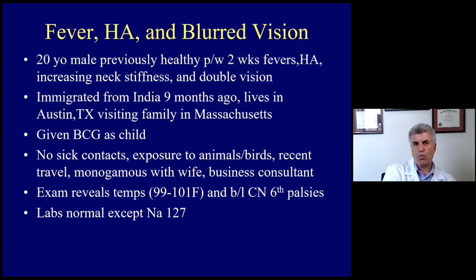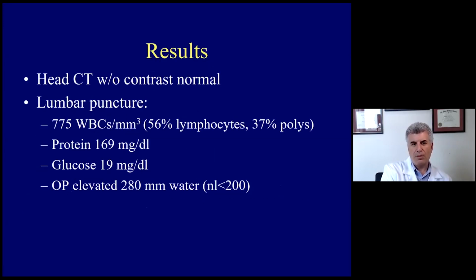He's monogamous with his wife, and he's a business consultant. His exam showed that he had daily fevers as high as 101 Fahrenheit. And he had bilateral cranial sixth nerve palsies. He couldn't bury the whites of his eyes when he looked laterally on either side. His labs were normal except for a sodium of 127, so he was hyponatremic.